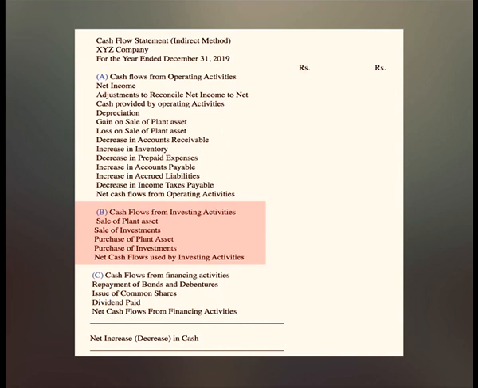Next is cash flows from investing activities, which include sale of plant assets, sale of investments, purchase of plant asset, purchase of investments, which will give us net cash flows used by investing activities. Next is cash flows from financing activities, which includes repayment of bonds and debentures, issue of common shares, dividends paid, which will give us net cash flows from financing activities. This will result in net increase or decrease in cash. Now we'll see presentation of a cash flow statement.